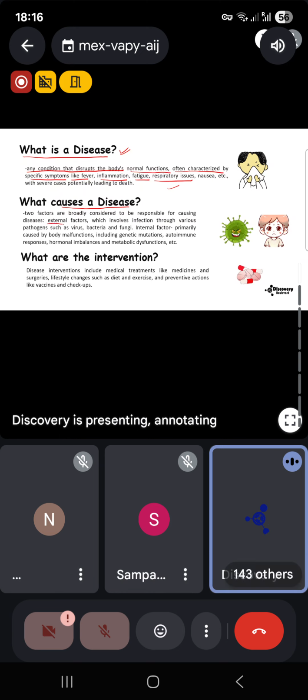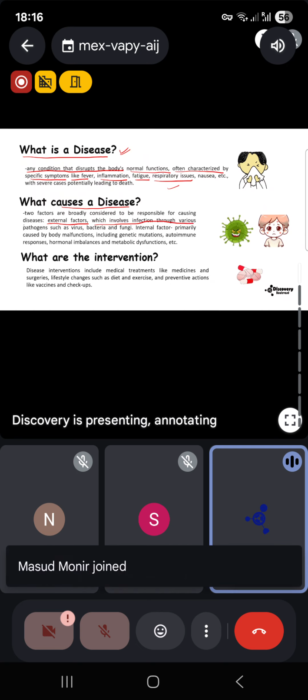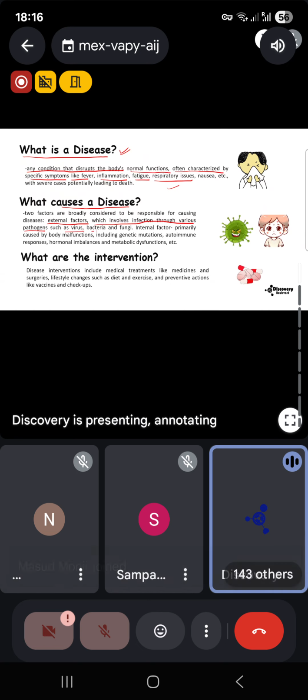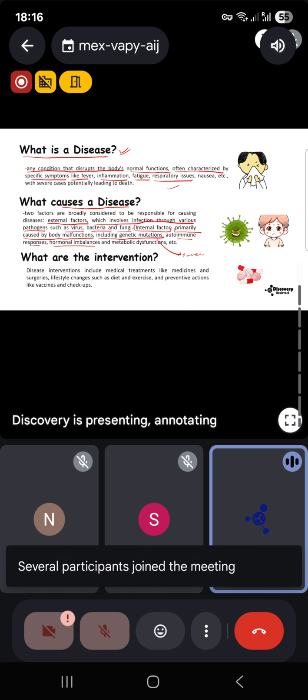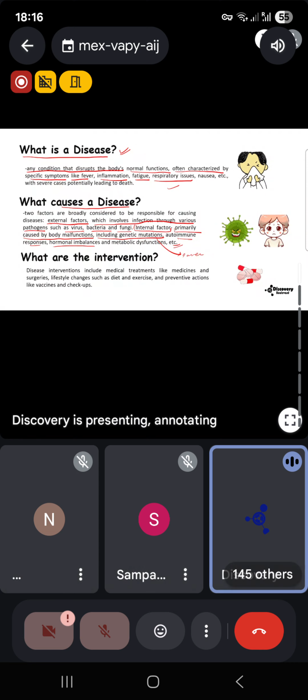One factor is this external factor, which involves infection through various pathogens such as viruses, bacteria, and fungi. Another can be through this internal factor. They are primarily caused by body malfunctions, including genetic mutation, which can lead to cancer, autoimmune responses, hormonal imbalances, etc. So what are the interventions?